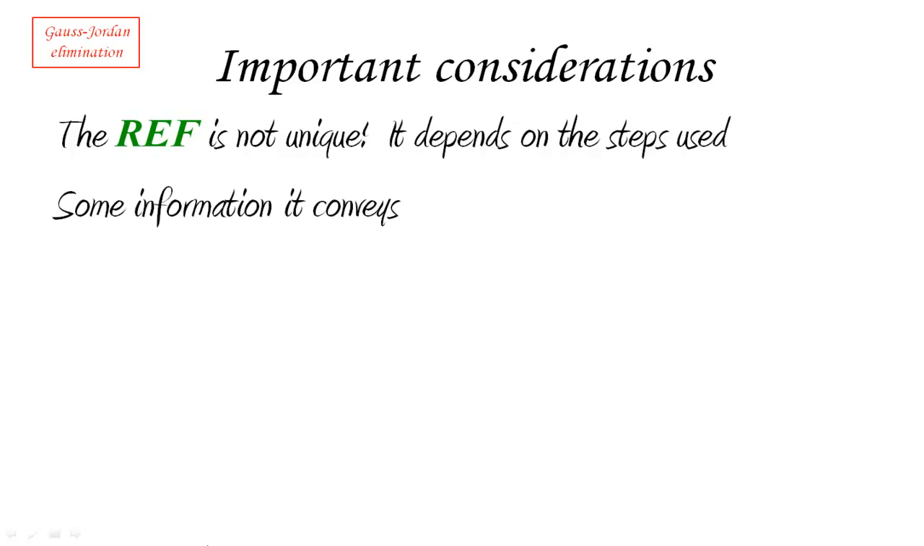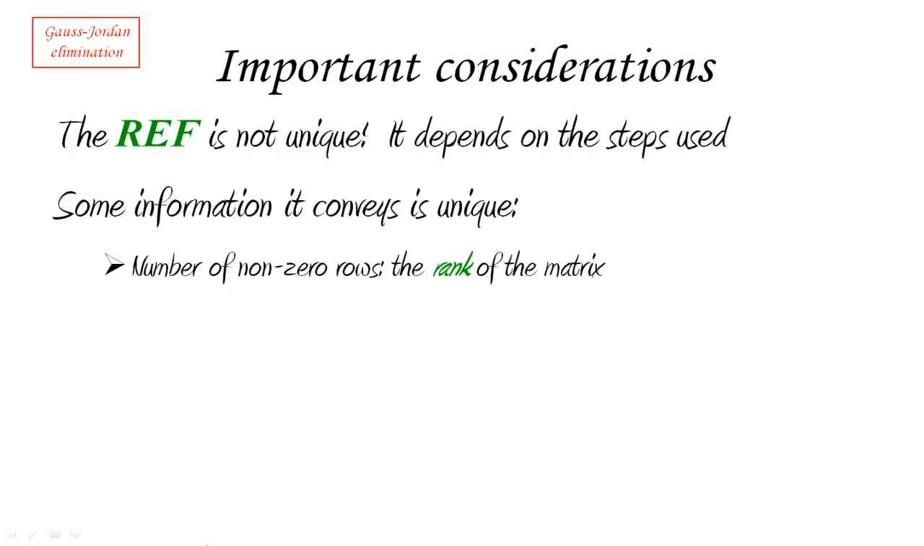However, there is some information contained in the REF which is unique to the system. For instance, the number of non-zero rows is always going to be the same. We're going to call this the rank of the matrix. We can also call it the rank of the system.